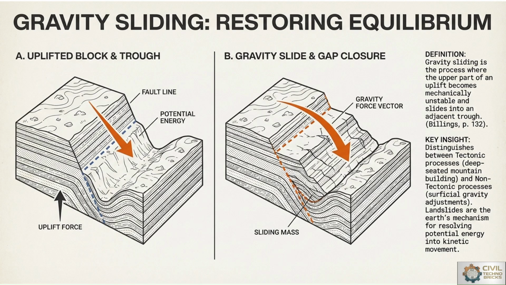Geohazard evaluation requires distinguishing deep-seated mountain building forces from superficial gravity-driven adjustments, or we can say surface activity. Landslides are physically defined as the earth's special mechanism for rapidly resolving accumulated potential energy into sudden kinetic movement. The upper portion of a structurally uplifted geologic block, or the surface, becomes mechanically unstable along a fault line due to fracture. Gravity forces the mass to slide downward, closing gaps and filling adjacent topographic troughs, so that the overall existing structure may settle downward or may get uplifted upward. Due to that, the existing surface gets disturbed with reference to that fault line or fault plane.